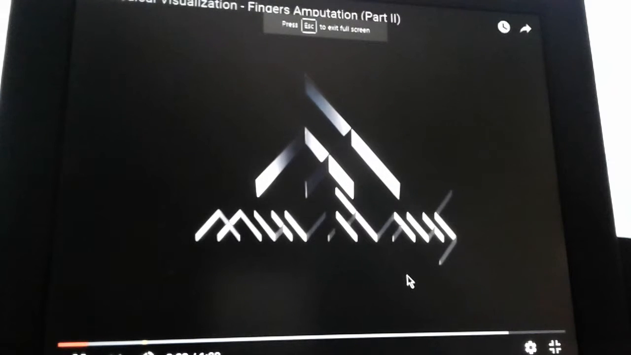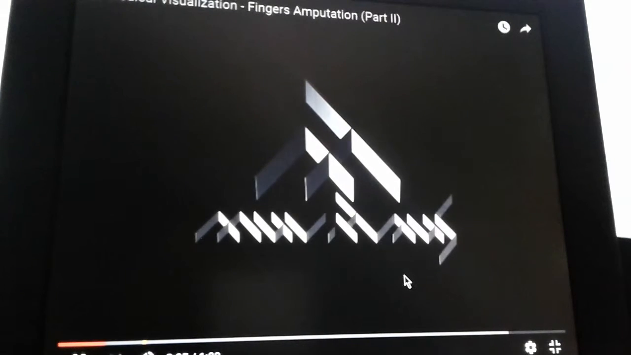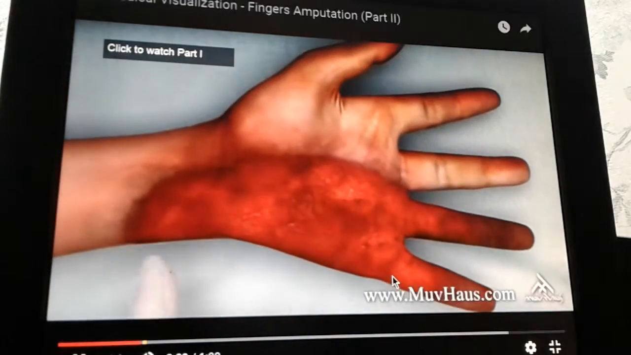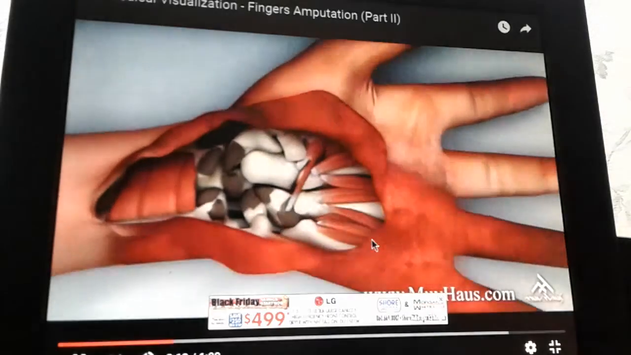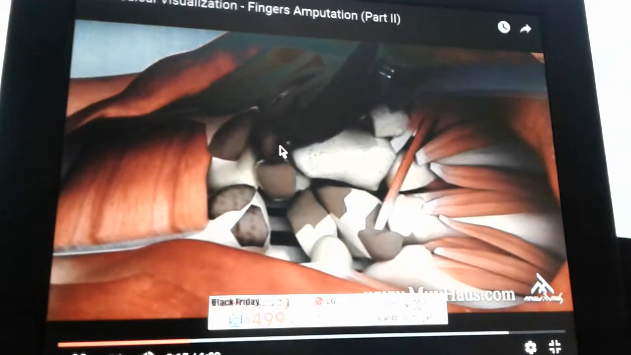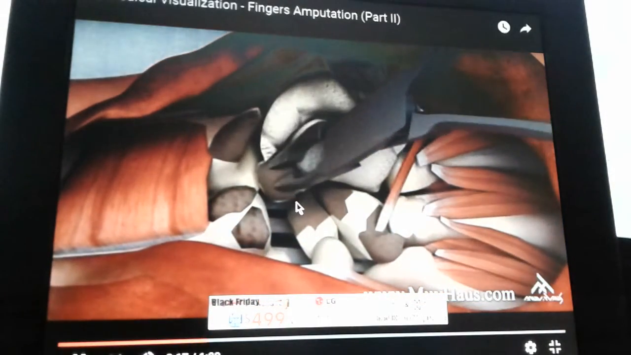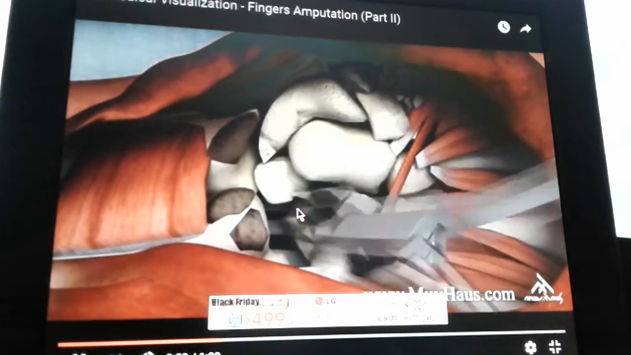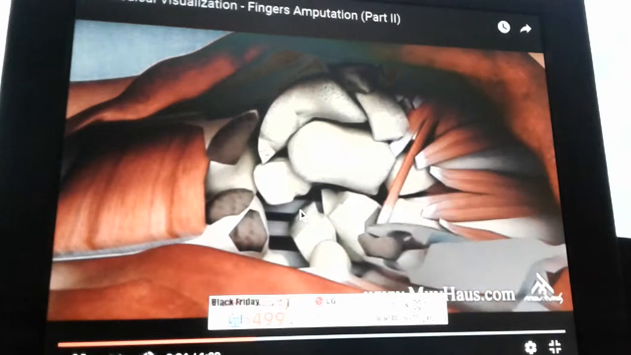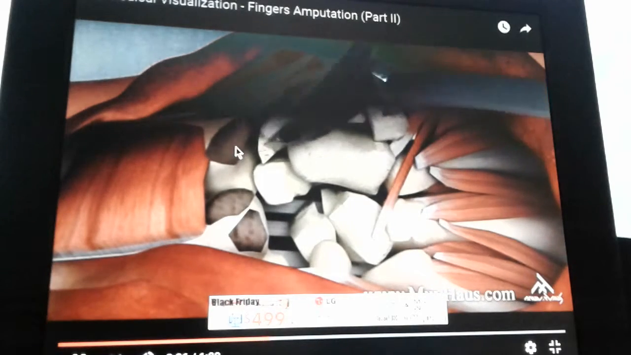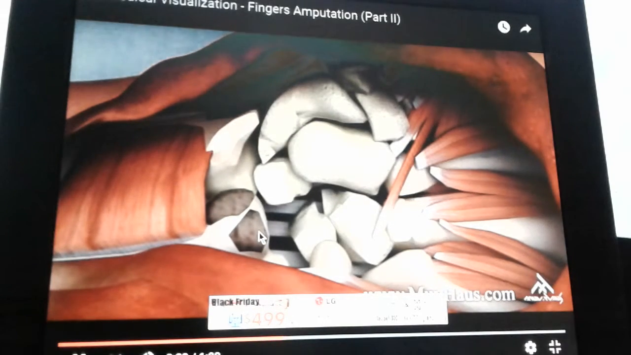There's no audio in the video, but with this graphical explanation you can just see what's being done. This is part 2. They're taking all those bones out. First they have to cut around the infected skin and open it to get to the bones, those bones that are nearly cracked, probably. That's what they're taking out.